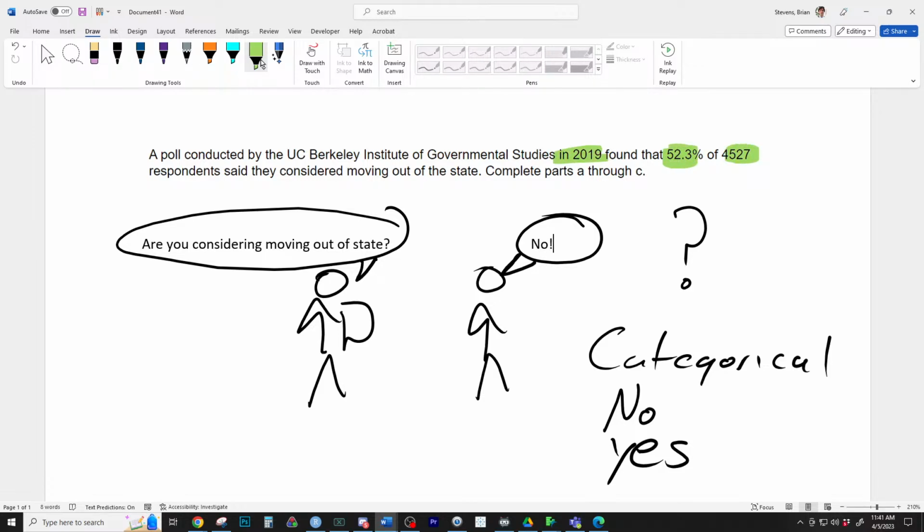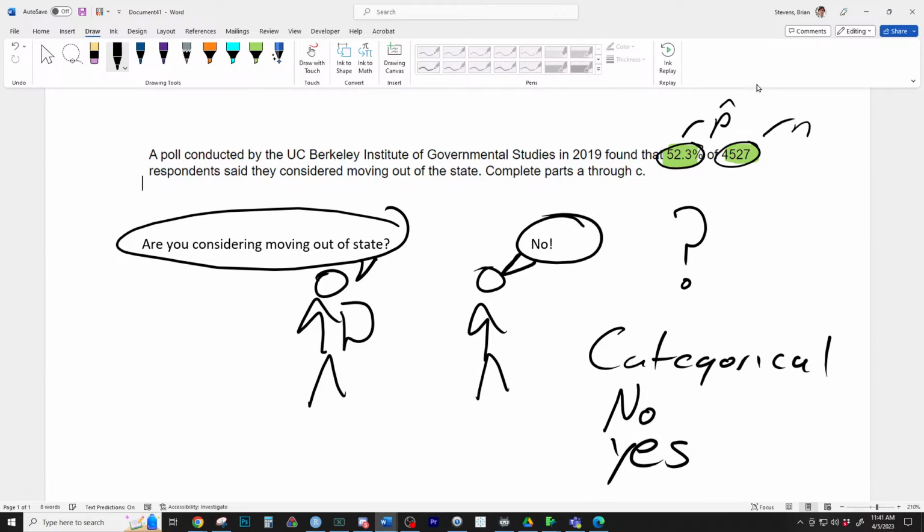2019 doesn't matter. It's just the year. And with this right here, we have 52.3% of the 4,527. So this is going to lead to this being the sample size. Lowercase n is the sample size, and this is the sample proportion.